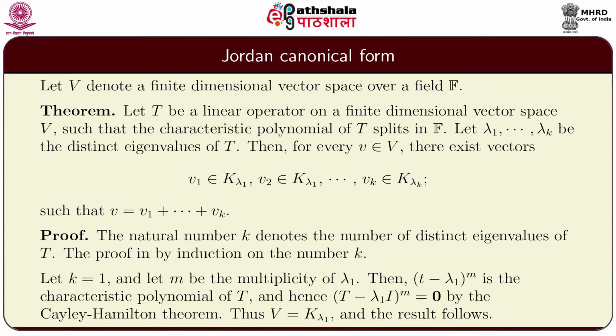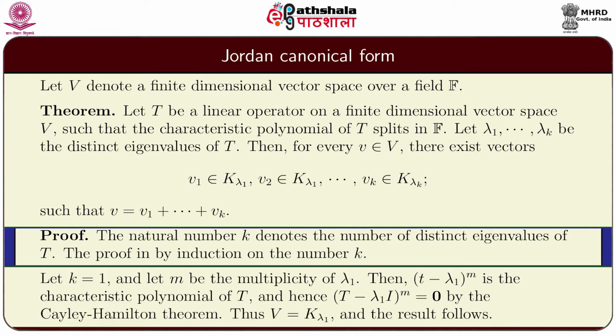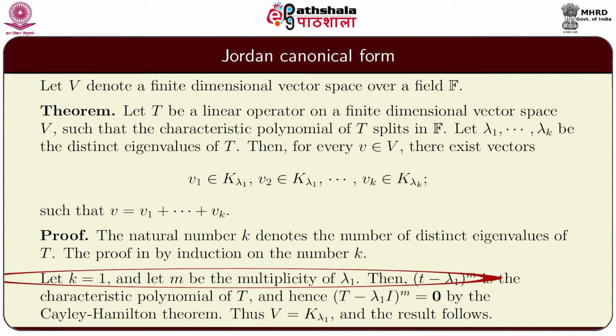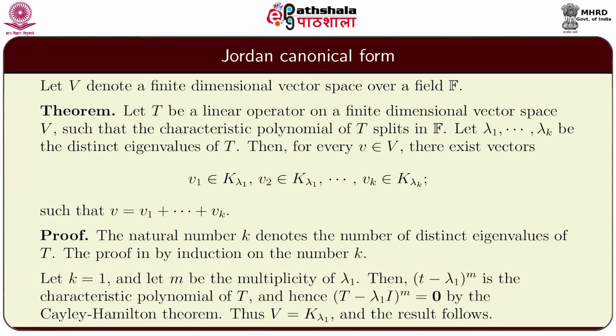Proof: the natural number k denotes the number of distinct eigenvalues of T, and the proof is by induction on the number k. Let k be equal to 1 and let m be the multiplicity of the eigenvalue lambda 1. Then (t minus lambda 1) raised to m is the characteristic polynomial of T, and hence (T minus lambda 1 I) raised to m is 0 by the Cayley-Hamilton theorem. Thus, V is equal to K lambda 1 and the result follows.